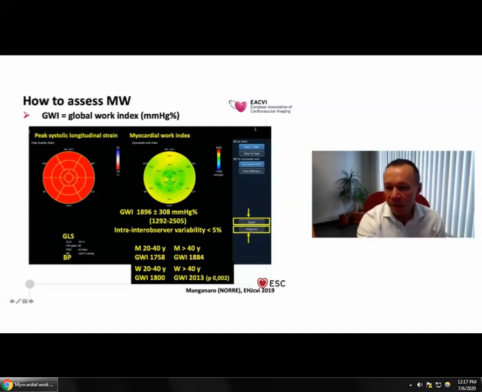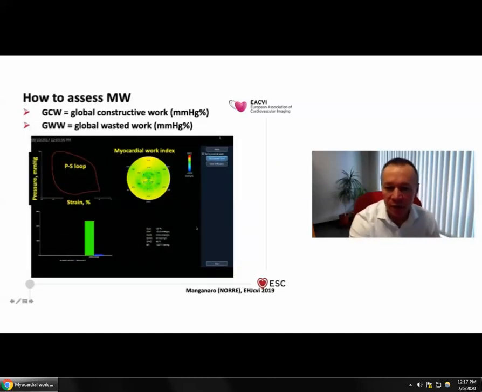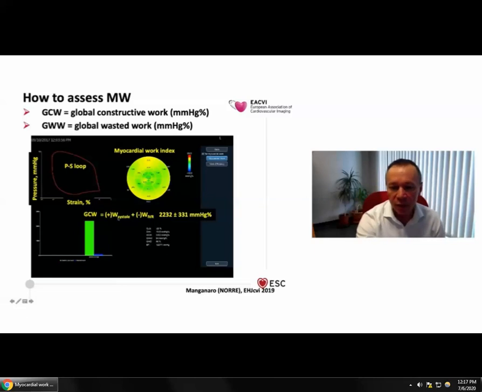And then there is also an advanced work module in the EchoPAC, which brings a set of additional indices, which are used mostly in cardiomyopathy and selection of patients for cardiac resynchronization therapy. These additional indices include constructive work, again at the segmental and global level. Constructive work is calculated as work performed by the segment during shortening in systole and lengthening during isovolumic relaxation. Normal values are higher than those of global work index. Then there is wasted work, which is work that does not contribute to ejection of blood to the circulation and represents energy loss.